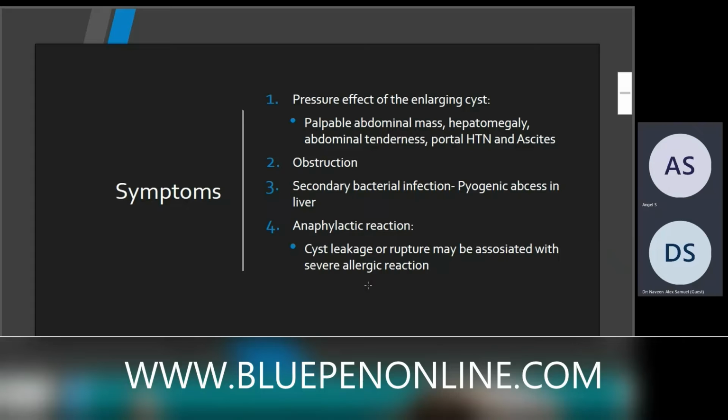The four common symptoms are: first, it may be due to the pressure effect of the enlarging cyst, like abdominal mass, hepatomegaly, abdominal tenderness, splenomegaly, ascites. Second, it may be due to obstruction of the bile duct, causing hepatitis and all those things. Third, it might get infected by secondary bacterial infection, causing pyogenic abscess. The fourth one is the anaphylactic reaction.